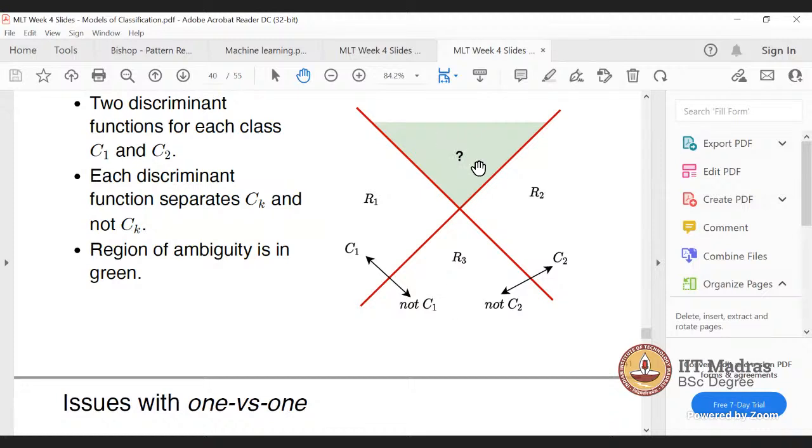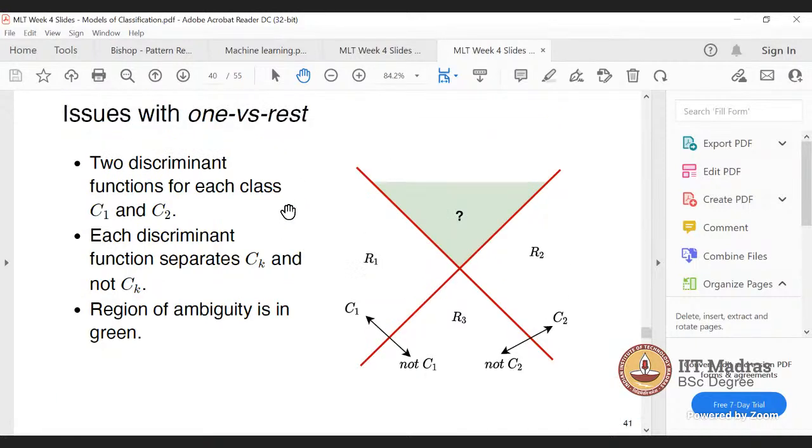Now look at this green region. For this discriminant function, it is C1, right? And for the discriminant function that we have learned for C2, it is C2. So this is ambiguous. It is both C1 and C2. So this kind of region can be ambiguous.